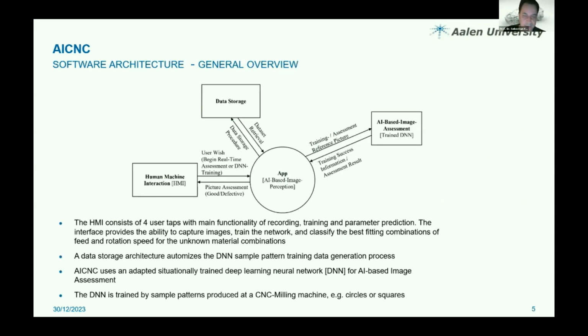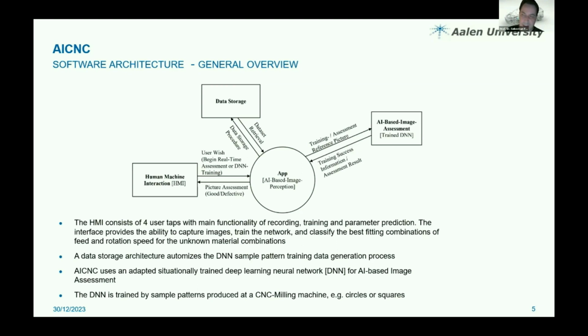So here's a little overview of the software architecture in general. We have the app and the data storage is connected. We store the captured patterns there, and we label them. And after labeling, we are able to train the AI with the data sets. In special, there's also a human machine interface for the human, so we visualize defects and so on the parts.